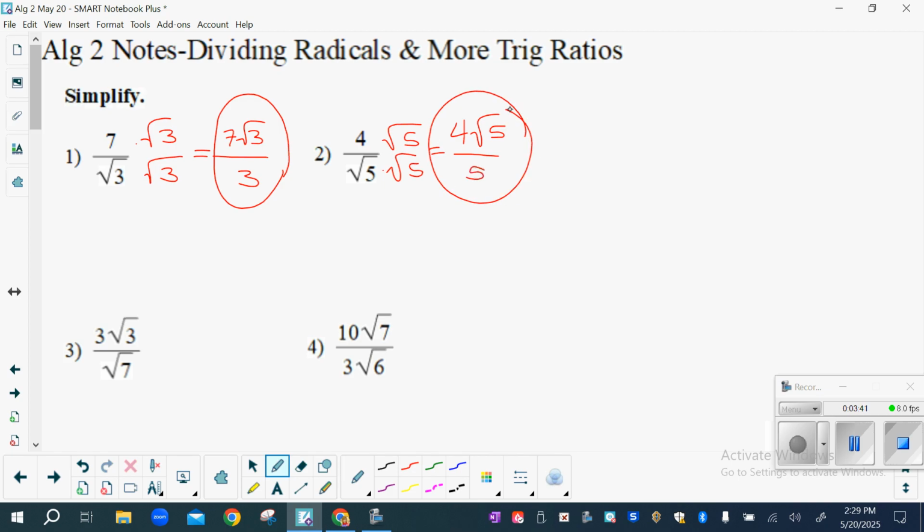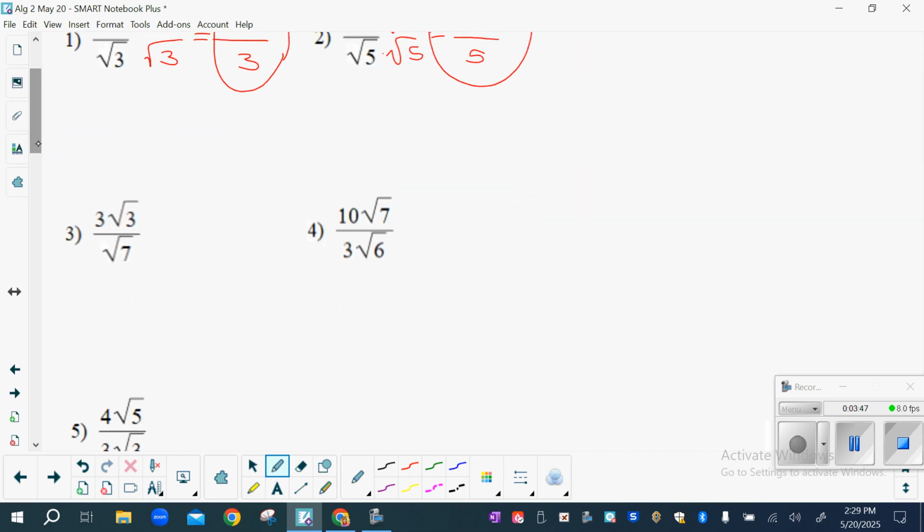Okay, so another group. This group here. Tell me what we would do on number 3. Yes, multiply top and bottom by square root 7. This one's just a little more complicated. What do we get in the denominator? Yeah, 7. And then what would we get on the top?